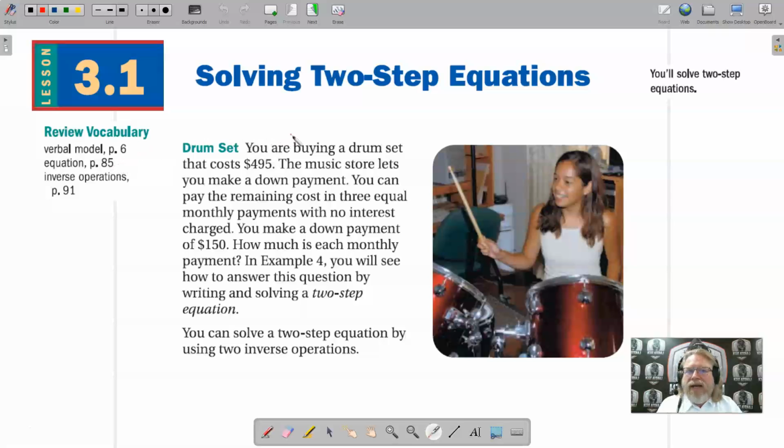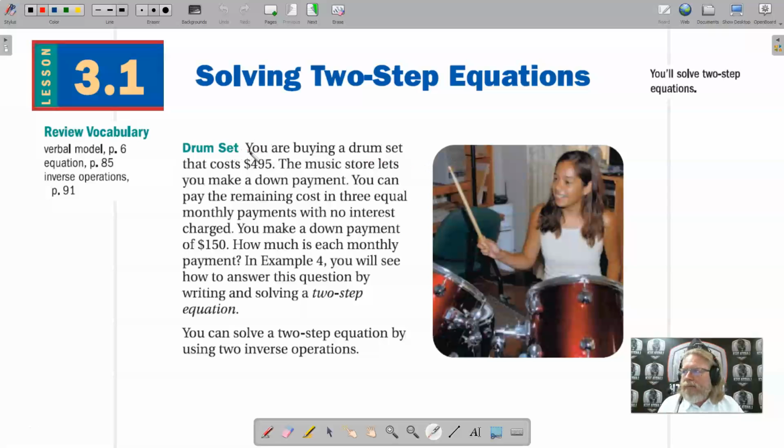So in the past we've done one-step equations, where all you had to do was one step. You were either adding or subtracting something, or multiplying or dividing something in order to get the solution. Now we're going to be doing two steps, where we're doing a combination of addition, subtraction, along with multiplication or division.